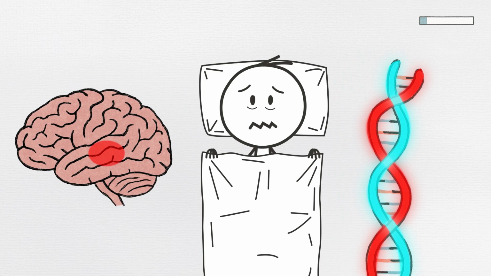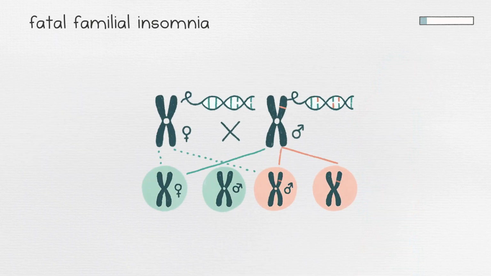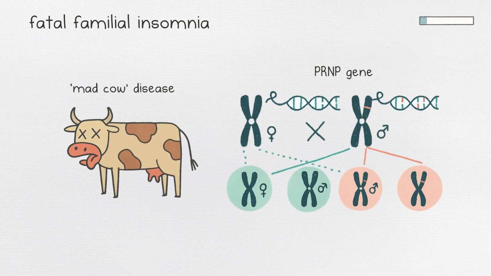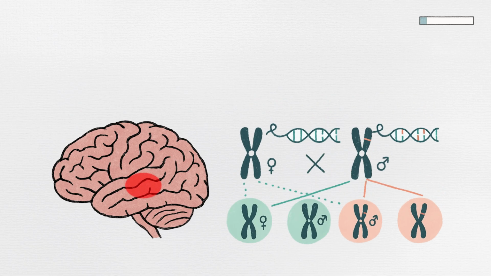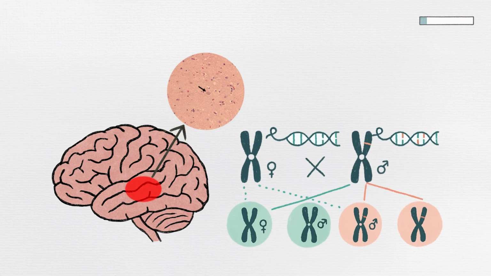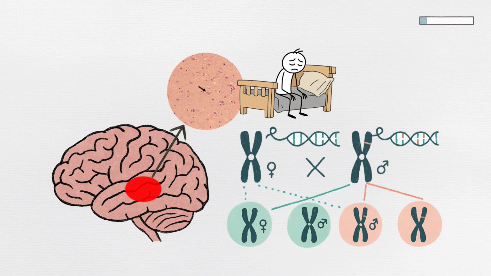that wiring breaks down. Fatal familial insomnia is caused by a mutation in the PRNP gene, the same one involved in mad cow disease. It affects a part of the brain called the thalamus, which controls your sleep-wake cycle. Over time, the mutation triggers toxic protein clumps that destroy this region, making sleep impossible.